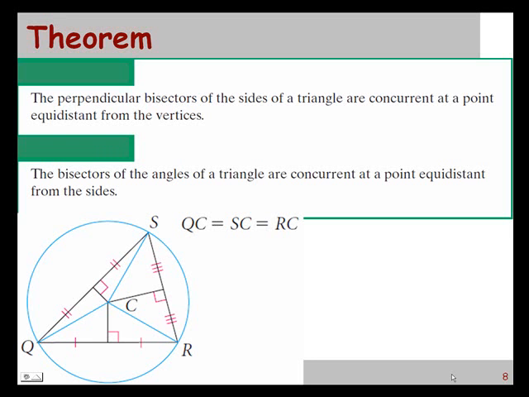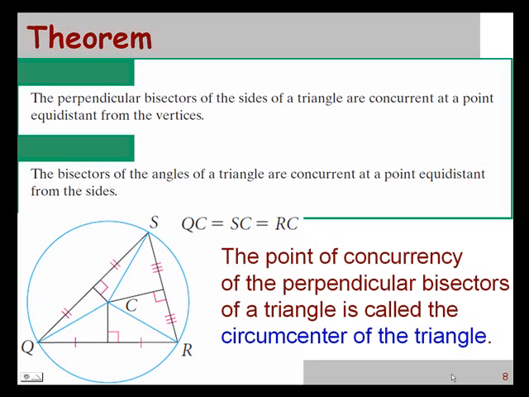This next theorem doesn't really have a good diagram because these blue lines are just showing that equal distance from that point, so we're not going to see that picture there. But it says the bisectors of the angles of a triangle are concurrent at a point equidistant from the sides. So if we take the actual angle bisectors and draw them, they are all going to be concurrent at some point that's equidistant from the sides. So that can't be at point C, can it? Because point C is not equidistant from the sides. It's a lot closer to side SQ than it is to side QR, right? So those are going to be somewhere different.